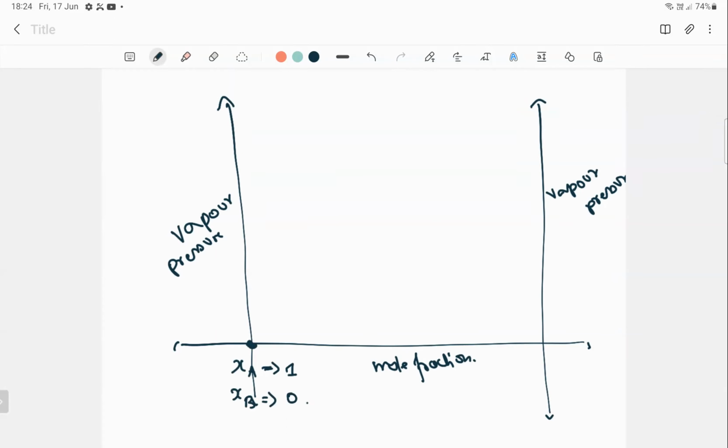Now listen here. If your solvent is 0, in the sense there is only your solute present in it. So this is happening in this way. And if I try to increase here, at this point what happens? Your XA will be 0 and your XB will be 1. I'll explain this finally.